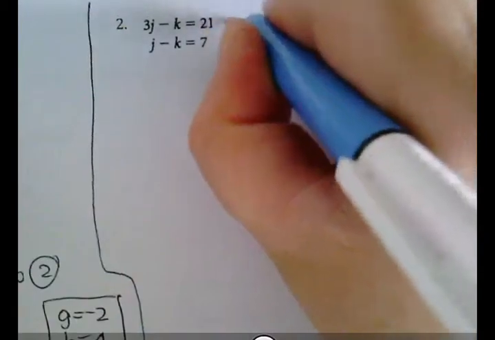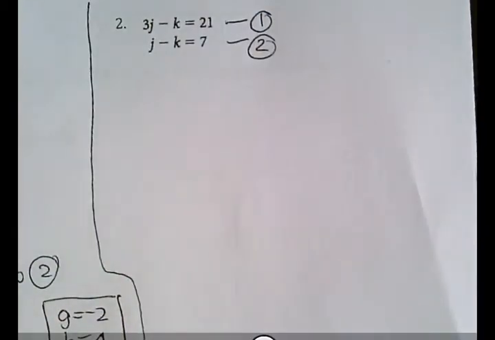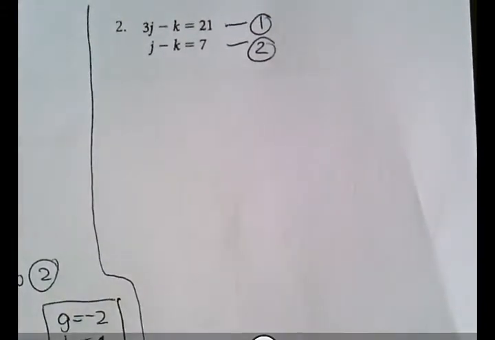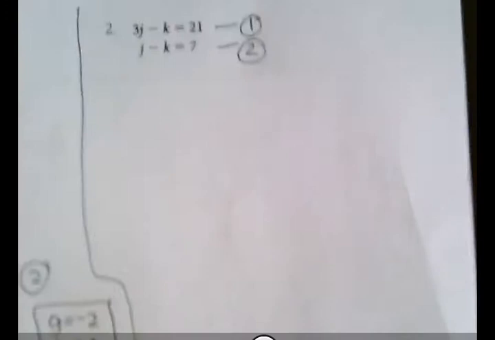We've got two equations here. Does anything look the same? The minus k and the minus k. You might think you add them, but you don't add them. If they are identical, and they are identical in size and sign, you subtract.